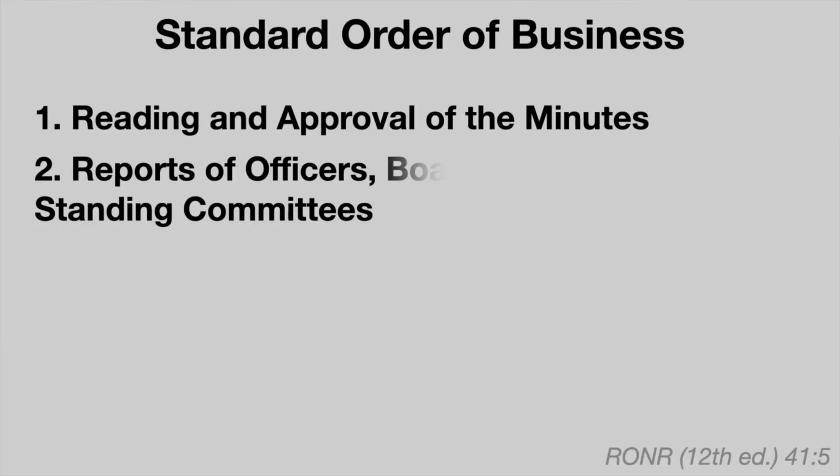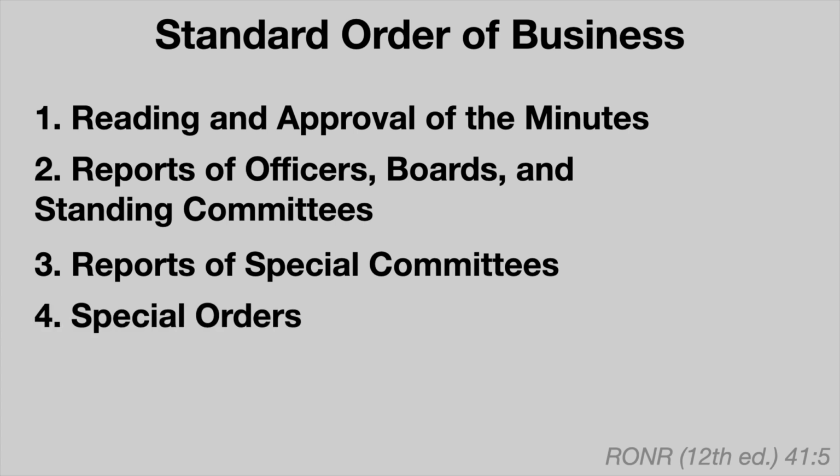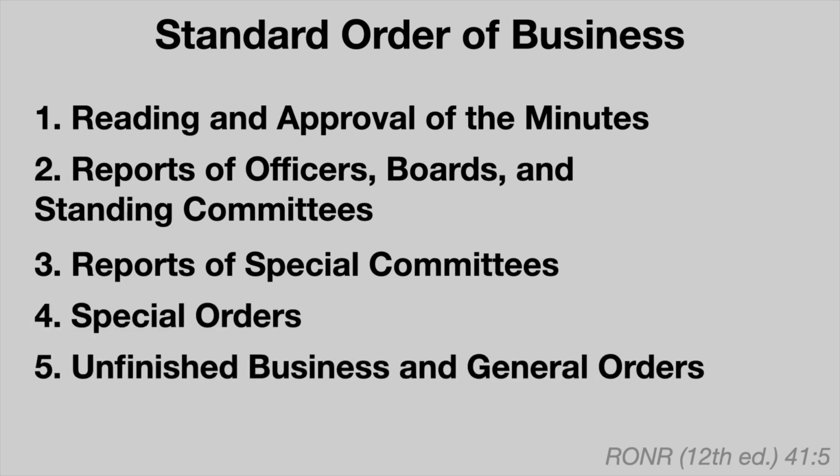There are 6 headings in the Standard Order of Business. It starts with the reading and approval of the minutes. Next is reports of officers, boards, and standing committees. Then we have reports of special committees. Then special orders. After that, we have unfinished business and general orders. And finally, we have new business.